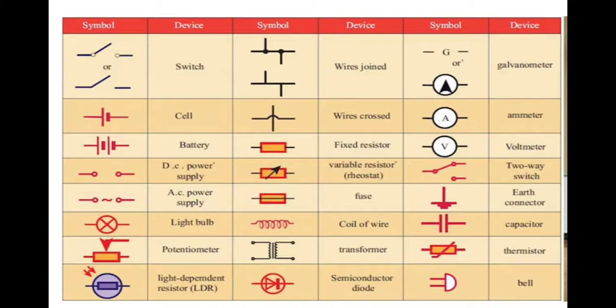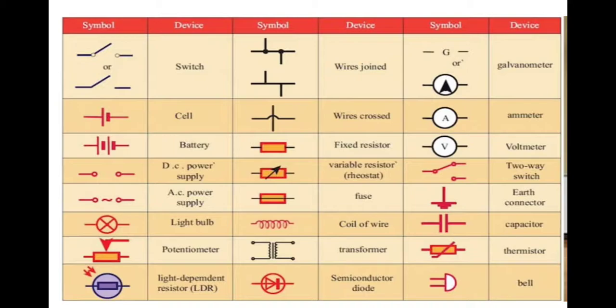Fourth one is the symbol for DC power supply, that is direct current power supply. The next one is the symbol for AC power supply, that is alternating current supply. The next symbol is the light bulb. Next one, symbol for potentiometer. It is a device used to find the potential difference, electric current and resistance in the circuit.